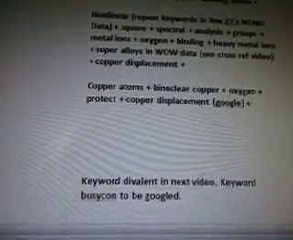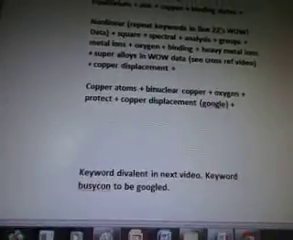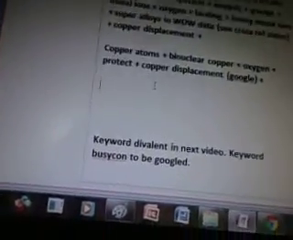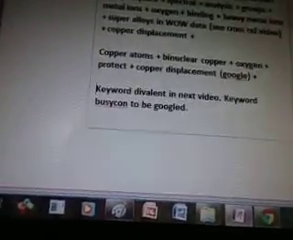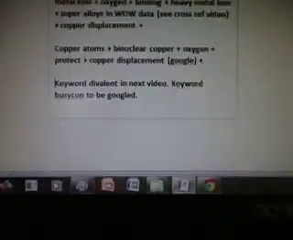Copper displacement, copper atoms, binuclear copper and oxygen, and oxygen protects against copper displacement, and then the keyword divalent is going to be in the next video, and keyword Busycon is going to be Googled in another video as well.